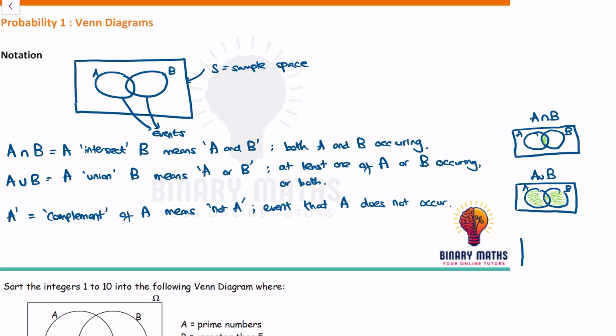And the last one, which is not A, would be everything that is not A. So if you think about the circle that represents A, then everything that's not in that circle is not A. So that means everything on the outside and the part of B that is not A.